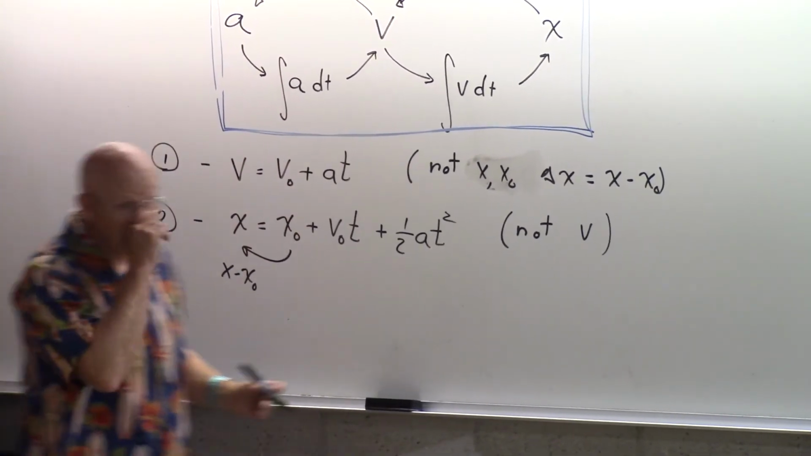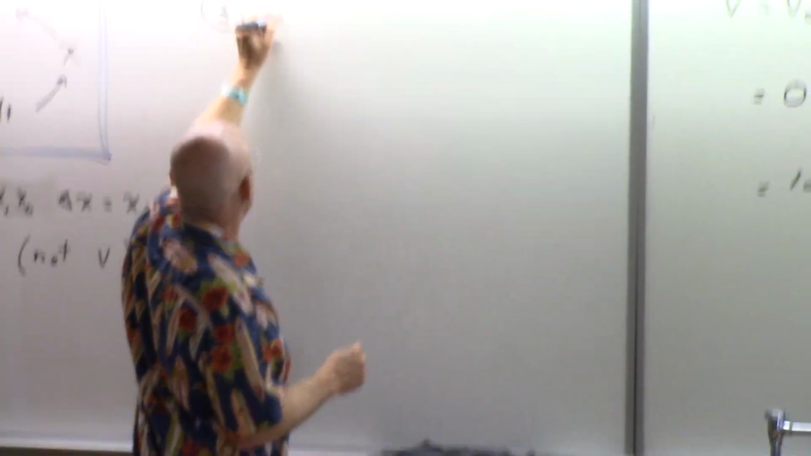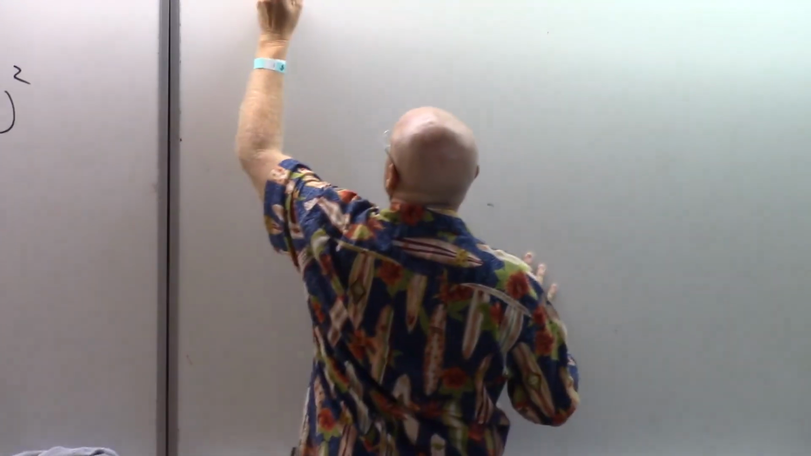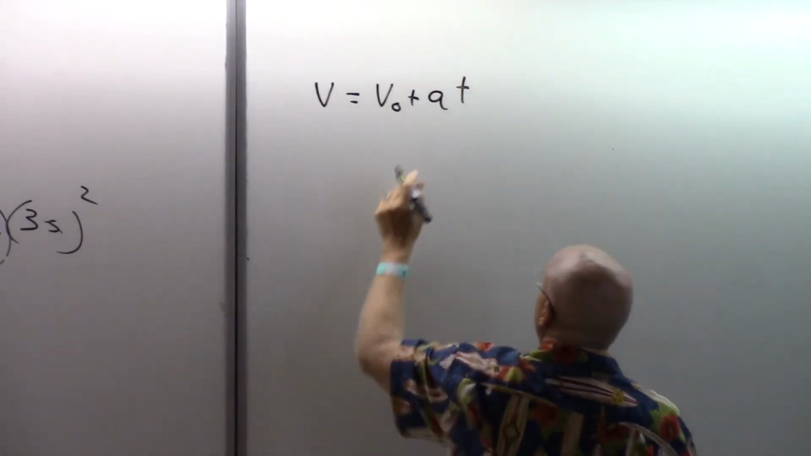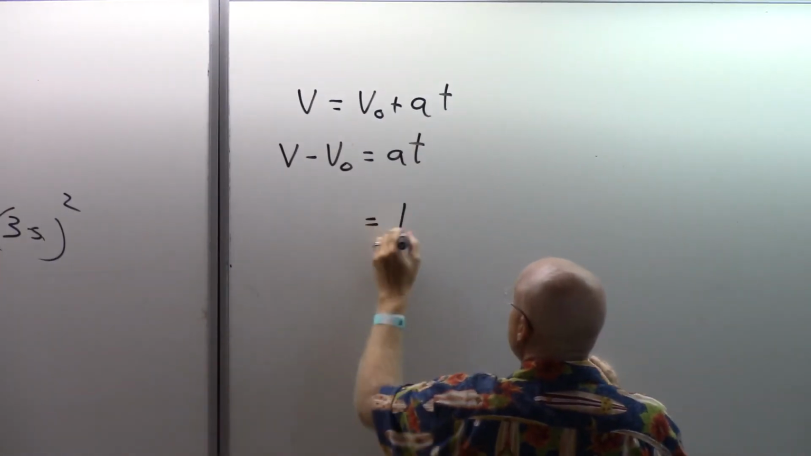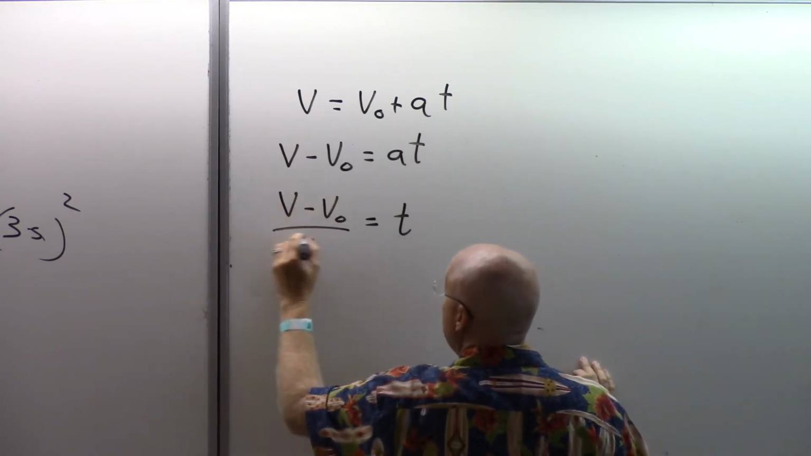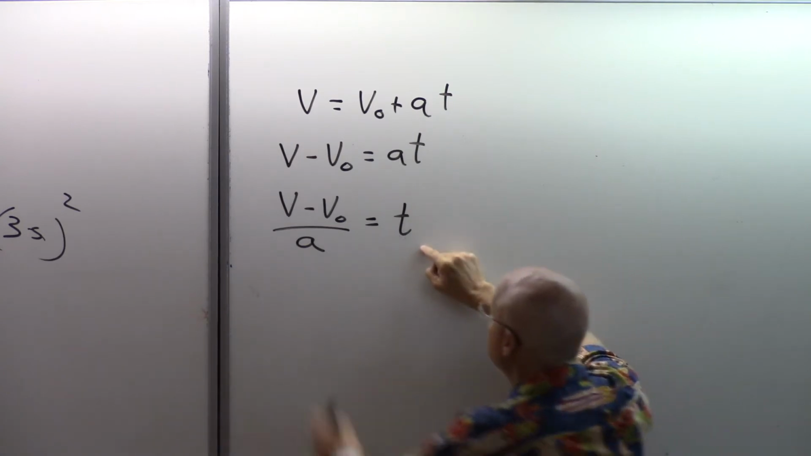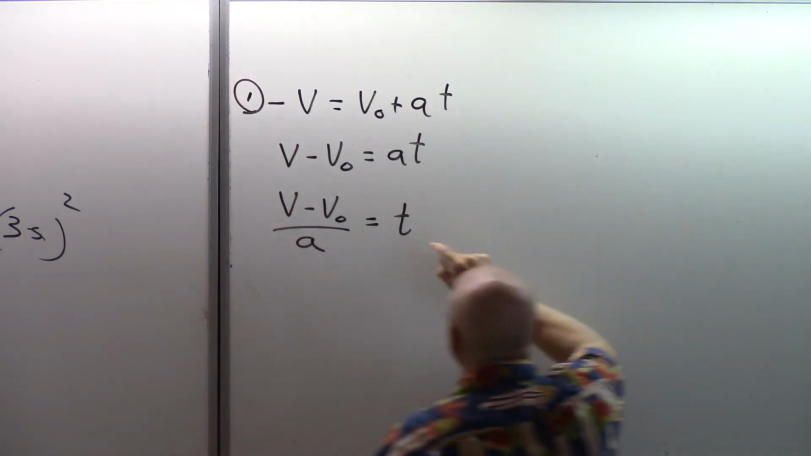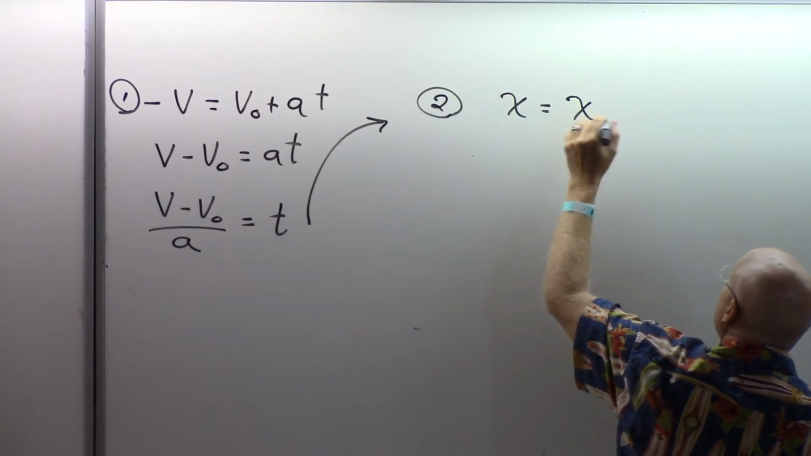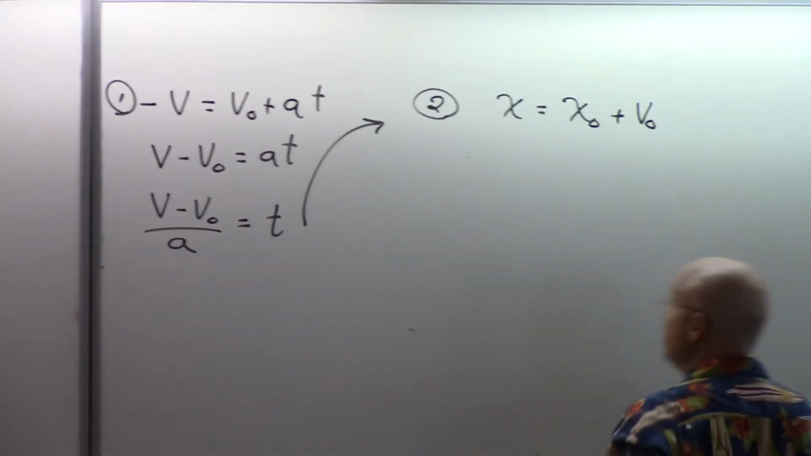Now, the third equation, I'll put it over here, equation number 3, is very useful, because watch what happens if I solve this first one for time. So I'm going to come over here and take velocity equals initial velocity plus acceleration times time, subtract the initial velocity, divide by a, and now I have an equation for time. I'm going to take this, so this is equation number 1, and I'm going to put this into equation number 2.